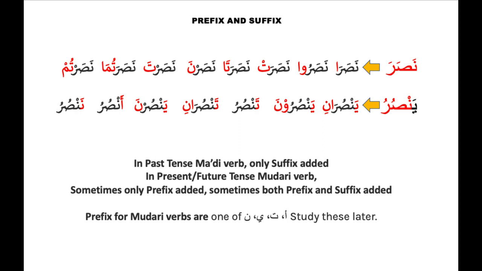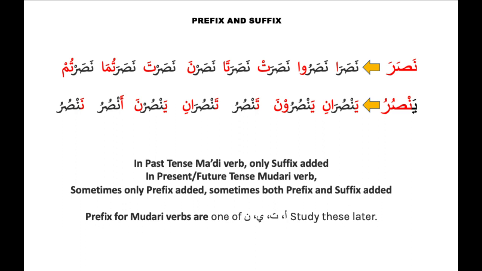What happens to the next one? Yansurane. Ia is there as well. So ia is the prefix and ani is the suffix. Next yansuruna. Ia is the prefix and una is the suffix. Tansuru. Ta is the prefix and there is no suffix on this verb. Tansurani. Ta is the prefix and ani is the suffix. Yansurna. Ya is the prefix and na is the suffix. Ansuru. A is the prefix and there is no suffix on it. Nansuru. Na is the prefix and there is no suffix on it.